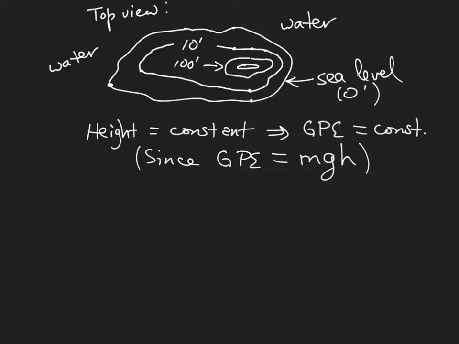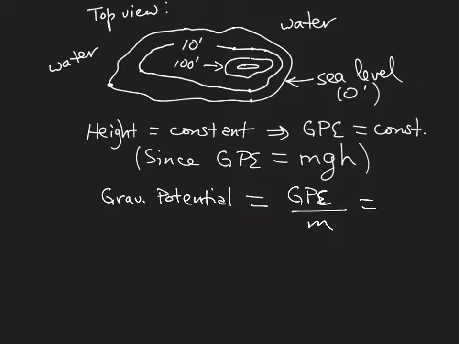We can define something called just gravitational potential, without the energy part, and we define that to be gravitational potential energy per unit mass. So it just makes it more generic. It makes it something that you can talk about independently of the particular mass that you choose to move around in that spot, right? So in this particular case, this is just equal to g times h, right?